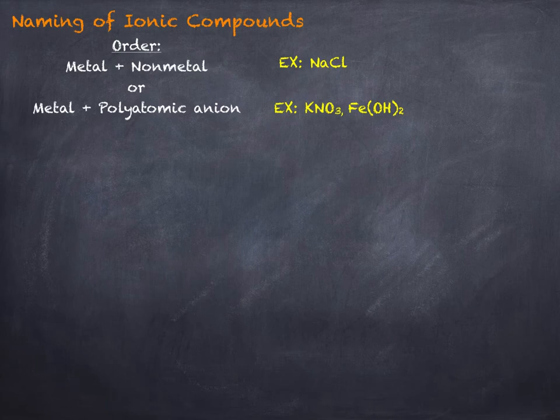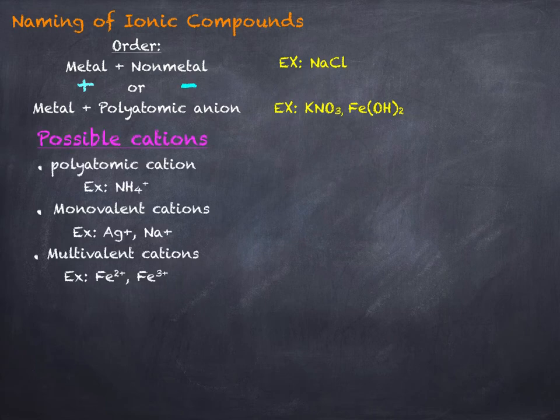So we want to talk about all of this in this video. Ionic compounds are usually made out of a metal coming with a non-metal or a metal coming with a polyatomic anion. For the first case we have sodium chloride, so sodium comes with Cl, which is a non-metal, or we can have KNO3, potassium coming with nitrate, which is a polyatomic anion, and same thing for iron(II) hydroxide, where iron, a metal, is coming with hydroxide, which is a polyatomic anion. So in general, metals get a positive charge. Polyatomic anions or non-metals get a negative charge.